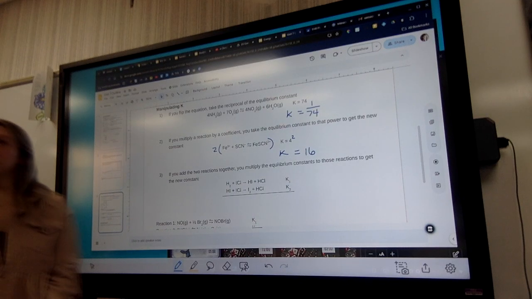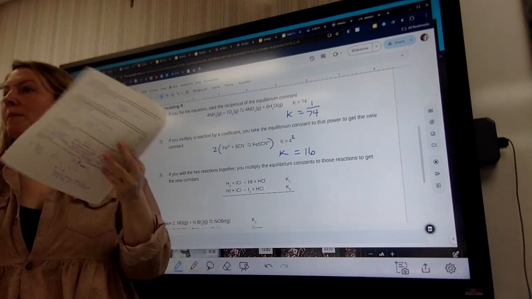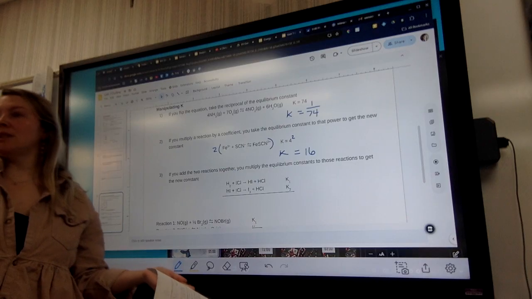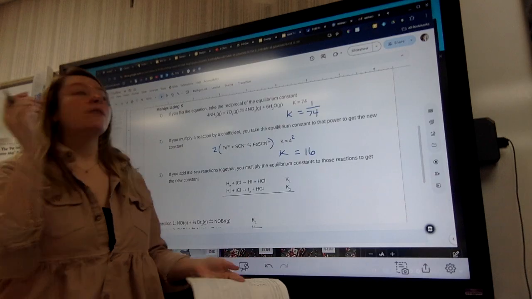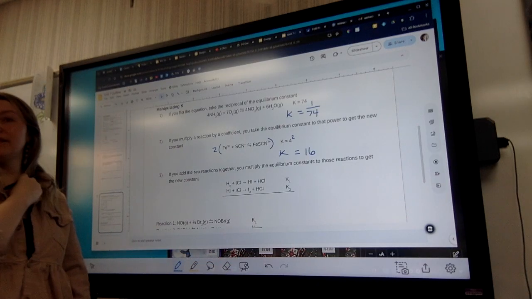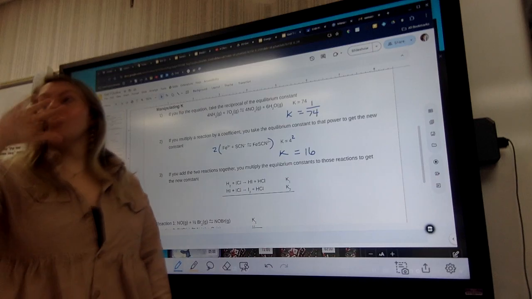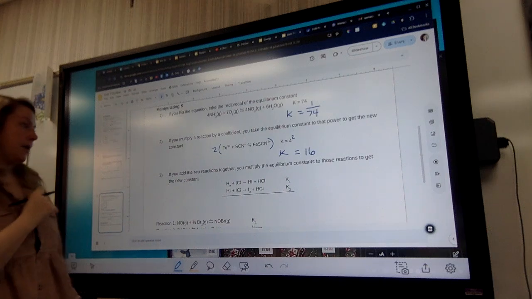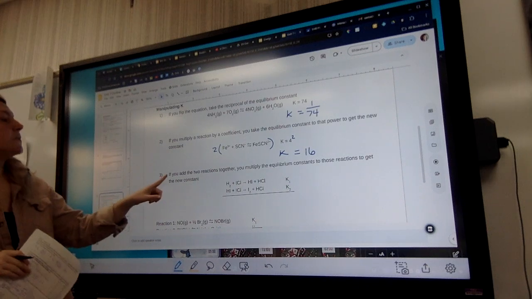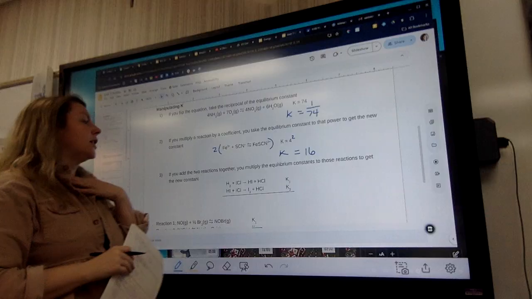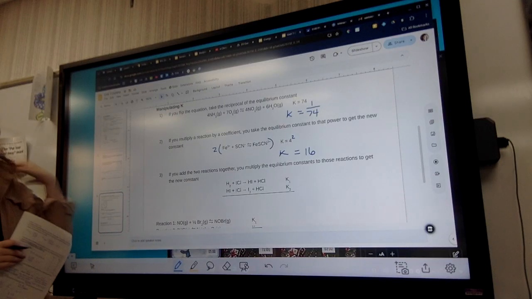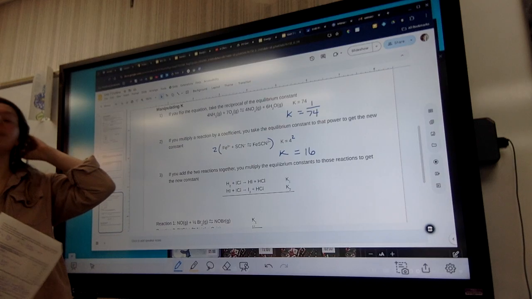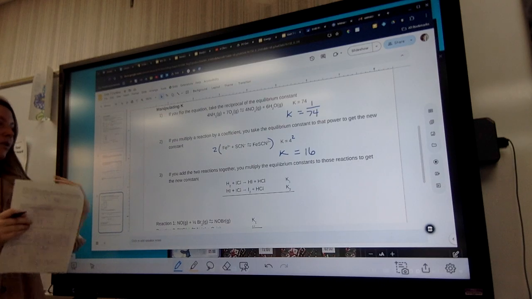So very simple. You just have to remember the difference from when we're dealing with enthalpy. We flip, we change the sign; we multiply, we multiply. For the K constant, if we flip, we reciprocate. If we multiply, we take it to that power. If you add two reactions together, you multiply the equilibrium constants of those reactions. Before, we just added the enthalpies. This time we're multiplying to get the new constant.